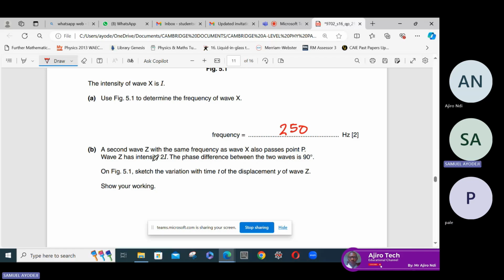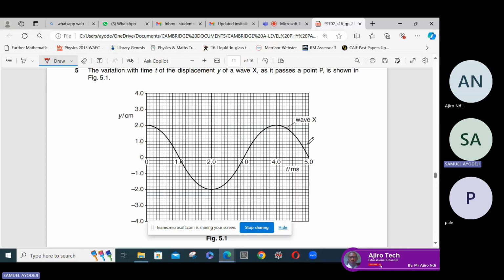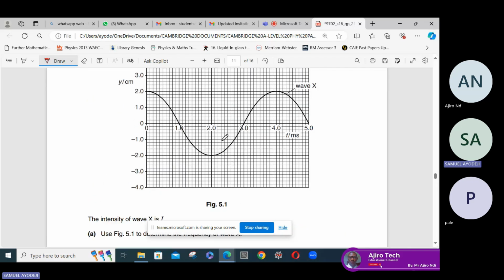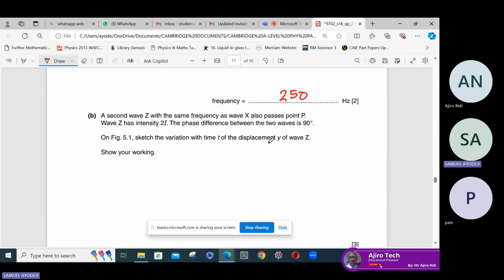The second wave has the same frequency. That means it has the same period. For it to have the same frequency, it has the same period. And they also pass through point P. And you have the phase difference, you are given the phase difference.